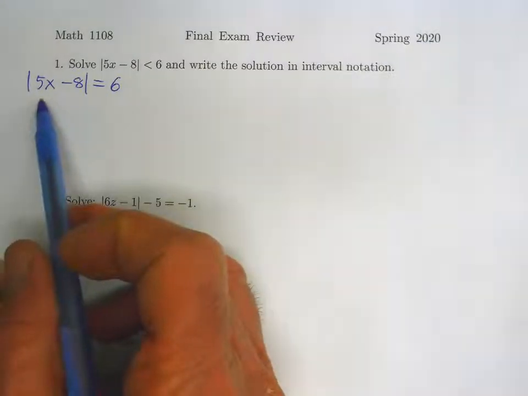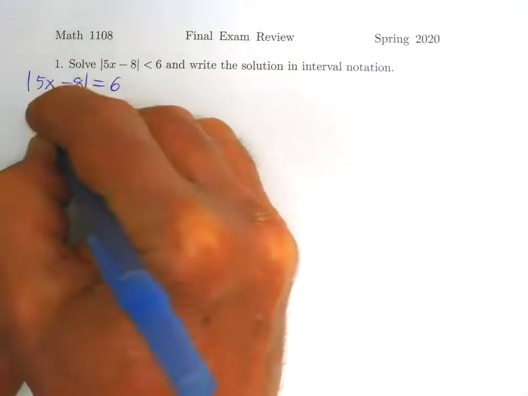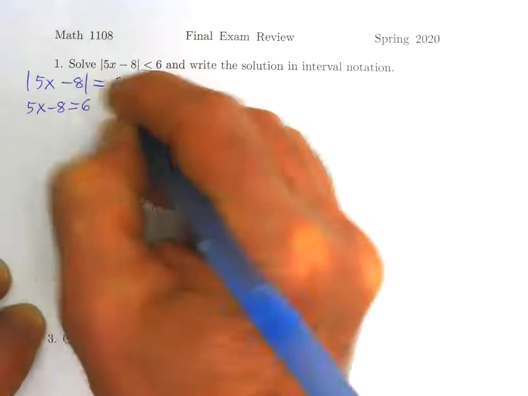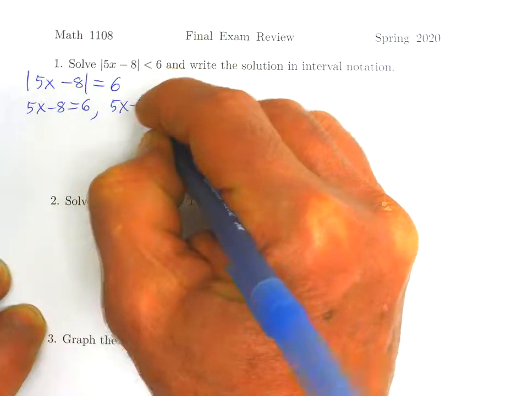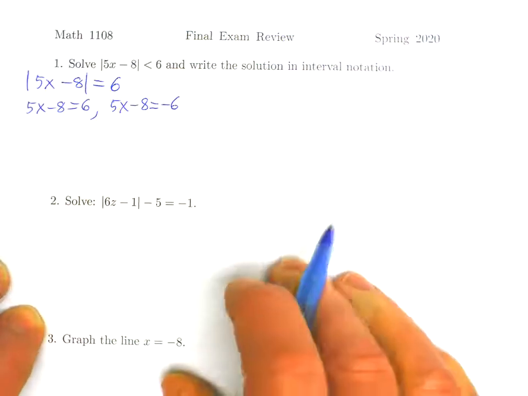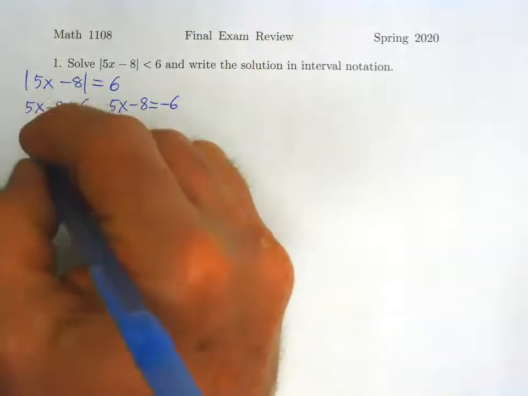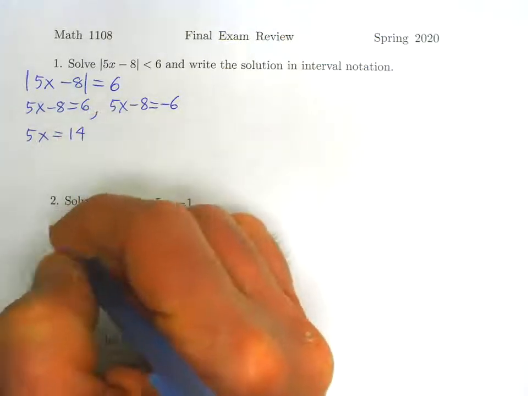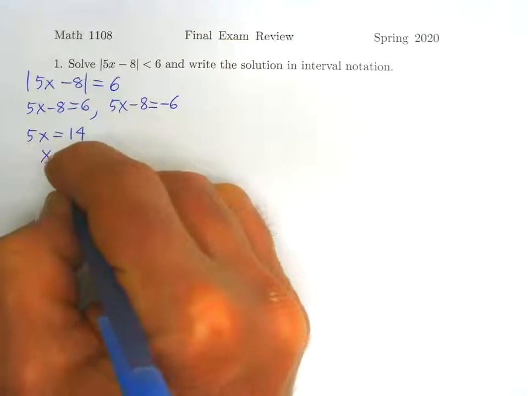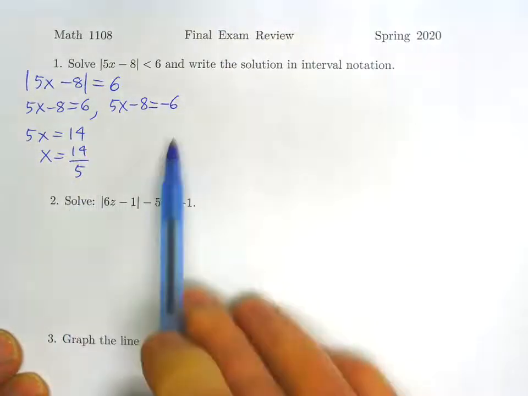If the absolute value of 5x minus 8 equals 6, then 5x minus 8 could be 6, or 5x minus 8 could be negative 6. And then we'll solve each of those. Add 8 to both sides. 5x equals 14, and then divide both sides by 5, x equals 14 fifths. That's one of the endpoints.